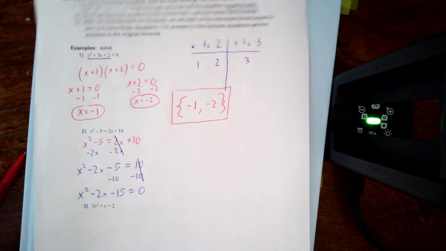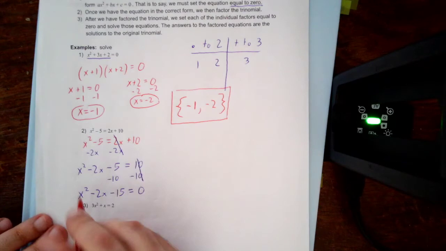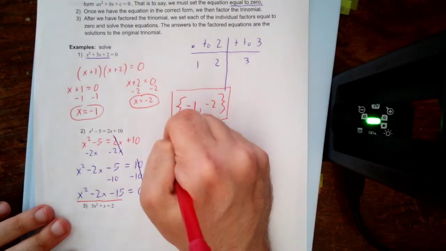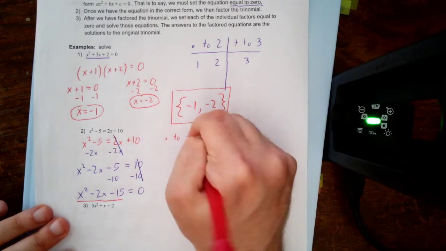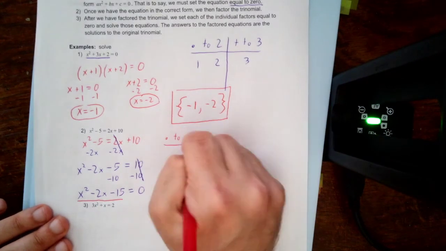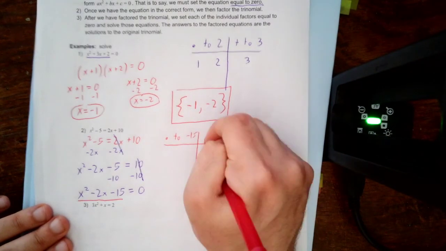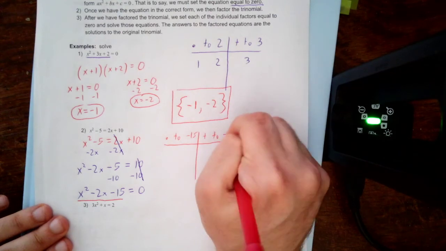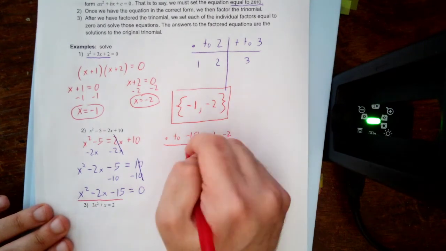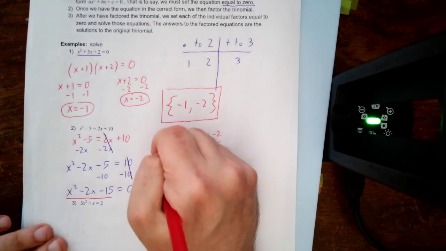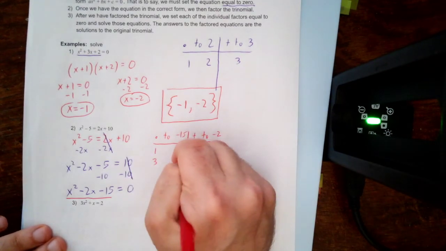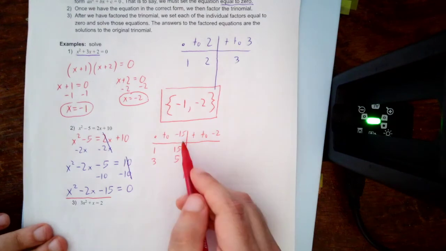Now that I'm in the correct format, I can factor this trinomial. Well, I'm looking for numbers that multiply to negative 15, right? There's no number out front of the x squared, so I don't have to worry about that. And I want them to add to negative 2. Well, negative 15 can be found by 1 times 15 or 3 times 5, right? That's how I can get to 15.